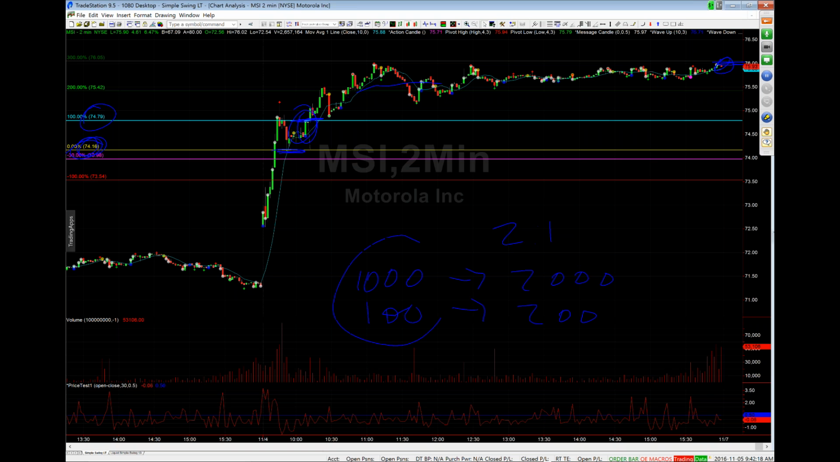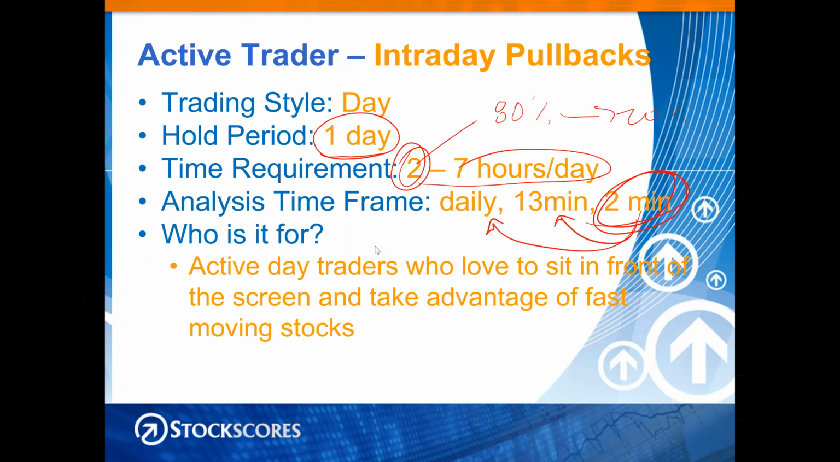And your risk tolerance, which is this number here, determines how many shares you buy. And there's formulas that I teach you in my program on how to do all that. Okay, so that is the intraday pullbacks.